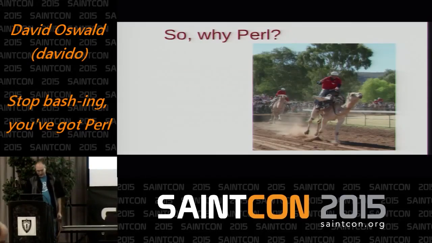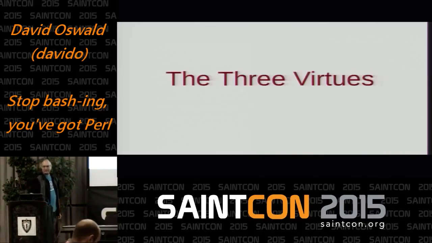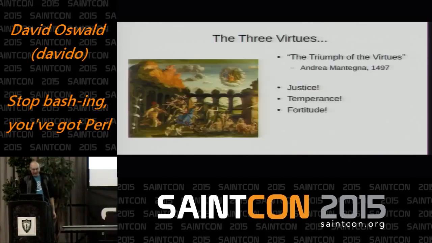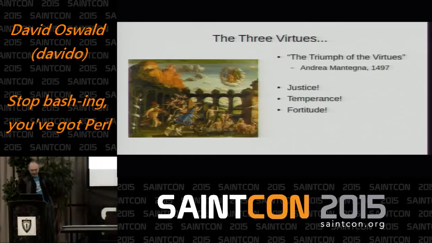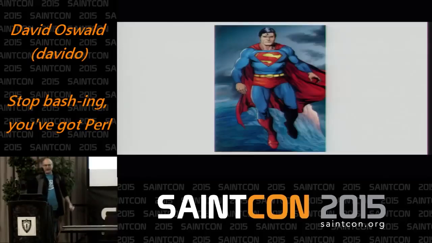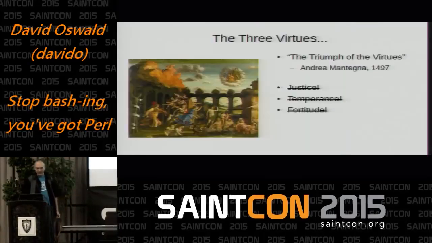And so let's talk about the 3 virtues of a programmer. Does anybody know what the 3 virtues are? You don't have to yell them out, but raise your hand if you know what they are. You don't know. So there was a 1497 painting by Andrea Mantegna, and it's called The Three Virtues. And I guess the 3 virtues up there are justice, temperance, and fortitude. But that reminds me a lot of Superman, and that's not the 3 virtues of a programmer. So we'll cross that out.